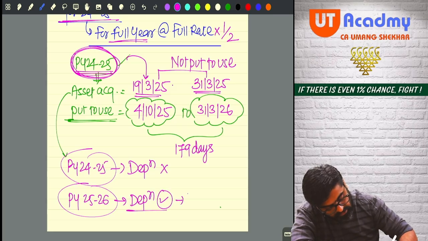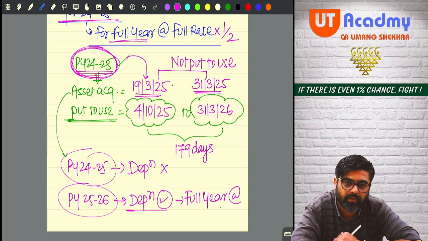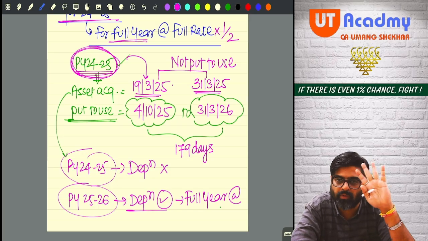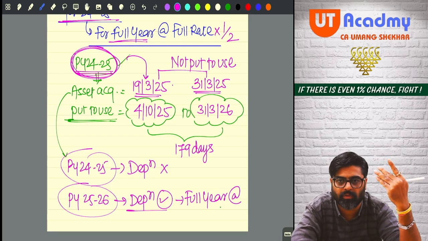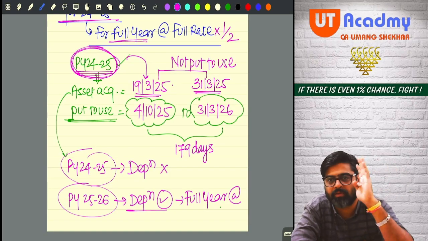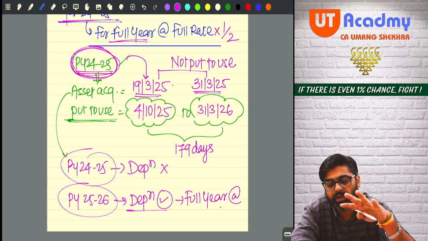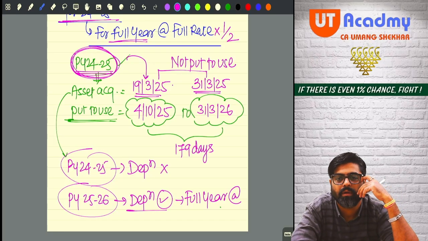Now tell me, depreciation for full year at full rate or half rate? 24-25, no depreciation will be given. Why? Because the asset was not used at all. 25-26, depreciation will be calculated because the asset was put to use. Yes or no? But the depreciation will be calculated for full year. But is it calculated at full rate or half rate? Half rate. You guys have drunk or what?